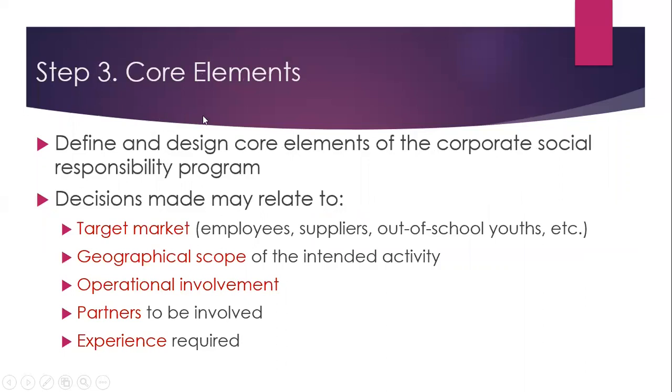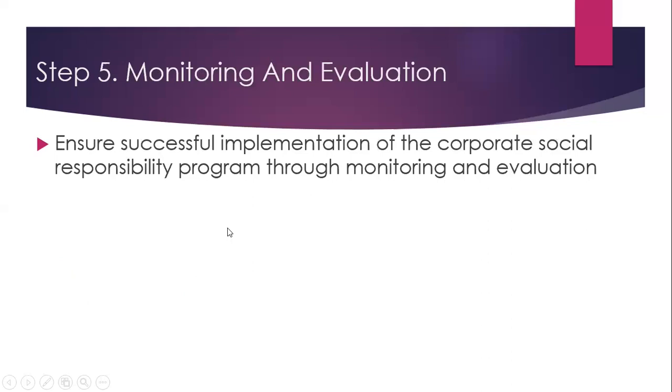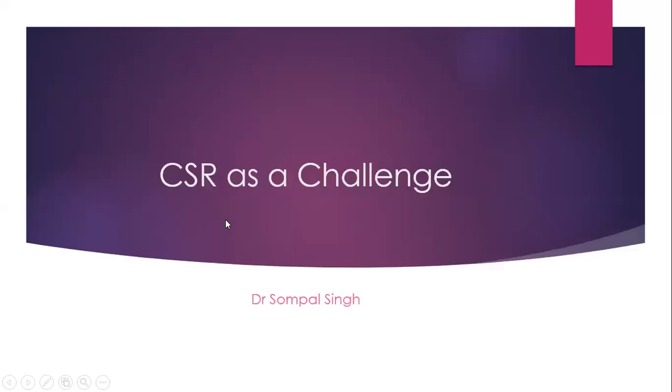Step three is to define and design core elements of the CSR program. So decisions must be made related to target market, geographical scope, operational involvement, partners to be involved, and experience required. These are the core elements. Then we should build a CSR business case, including time frame and tangible and intangible benefits, and how these benefits will be shared between internal and external stakeholders. So this is how we make a business case for CSR. Then finally, after implementation of CSR, we will do monitoring and evaluation. I will talk about monitoring and evaluation in my lecture a little later.